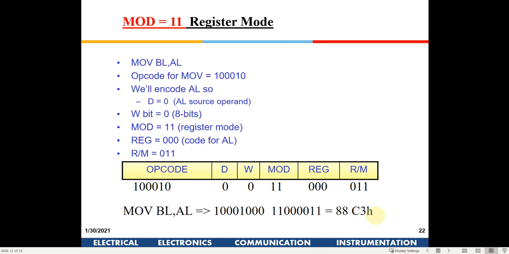Does anybody have any doubts? It's very simple. Once you understand these things, it will become very easy. When we compile the assembly code, we get machine code, which is basically zeros and ones. This is how it will get written in the code segment.